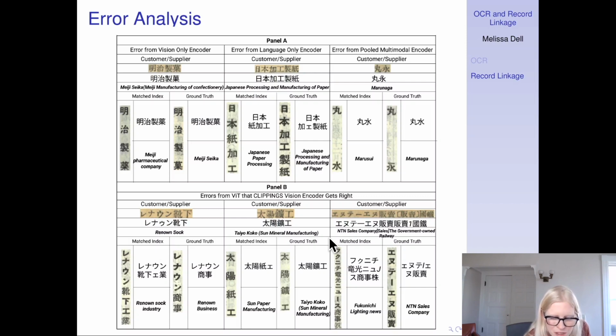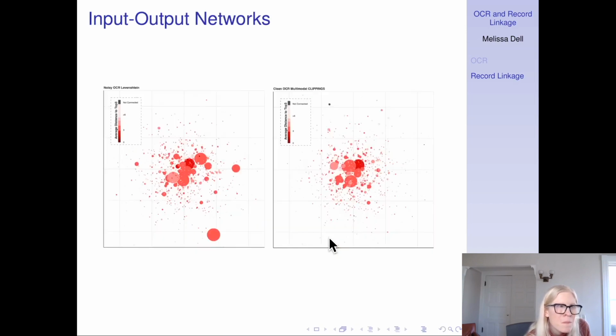That language-image pre-training really helps a vision encoder to have some understanding of language because it's forcing the vision encoder to align with the language encoder.